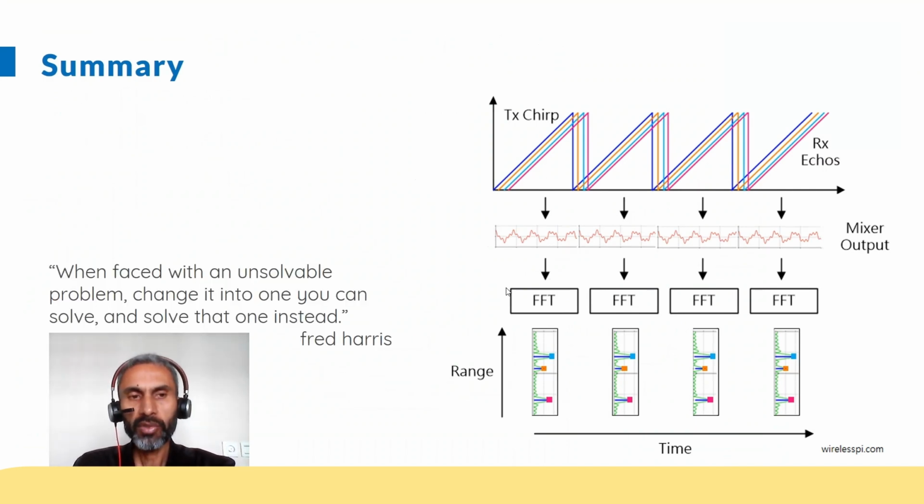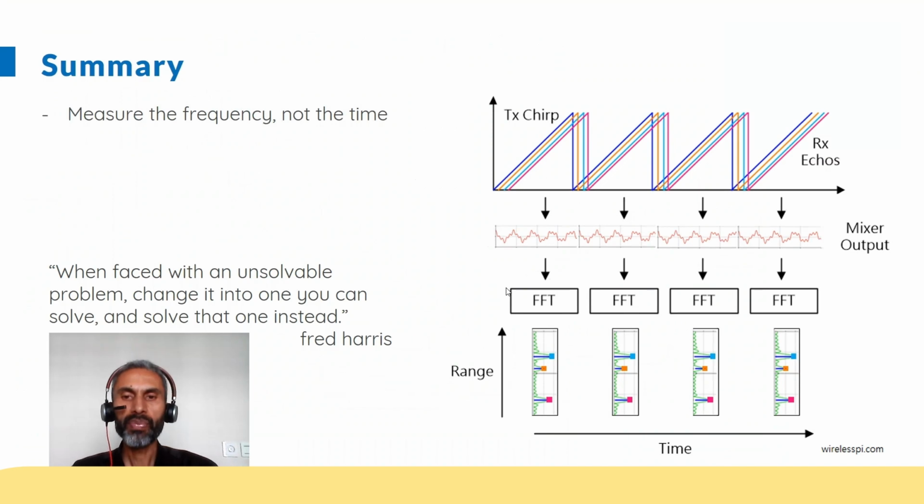Recall that in the start of the presentation, we said when faced with an unsolvable problem, change it into one you can solve and solve that one instead. That was a quote by Fred Harris. So now here we can see its easy application. The target ranges are not being found through time delay estimations, but through beat frequency estimation, which is much more accurate and easier to do. We have changed the problem of time delay estimation to frequency estimation. Both of them give the same desired result, which is actually the distance estimation or the range.